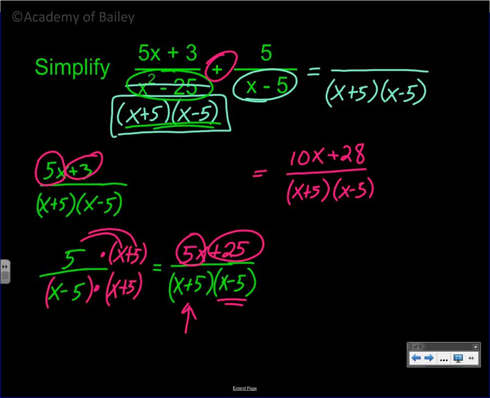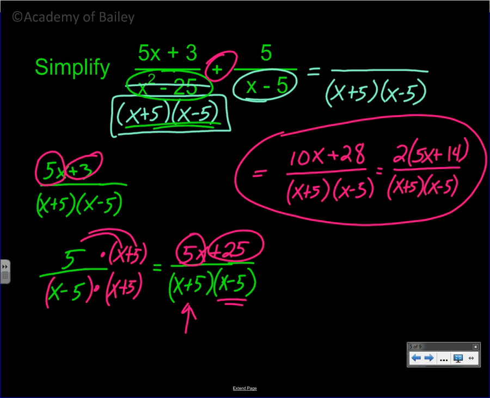Can you factor anything out of 10x and 28? You can factor 2 out, which will leave you with 5x plus 14, and then we have x plus 5, x minus 5 on the bottom, and there's nothing there that we can cancel. So either one of these would be your answer.